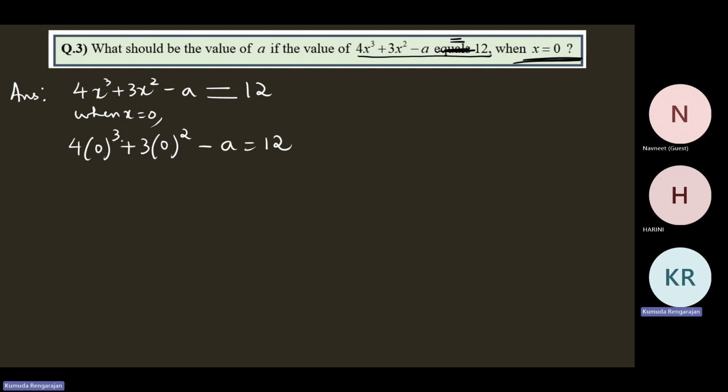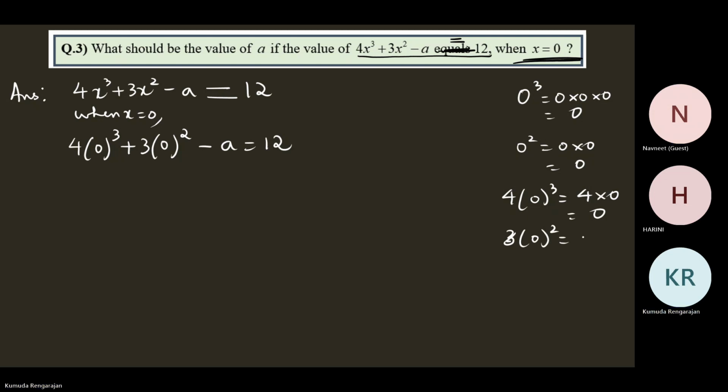So what is 0 cubed? 0 cubed is 0 into 0 into 0, which is 0. Similarly, 0 squared is 0 into 0, which is 0. So what will be 4 into 0 cubed? 4 into 0, which is 0. And 3 into 0 squared? 3 into 0, which is 0. So this is 0 plus 0 minus A is equal to 12.